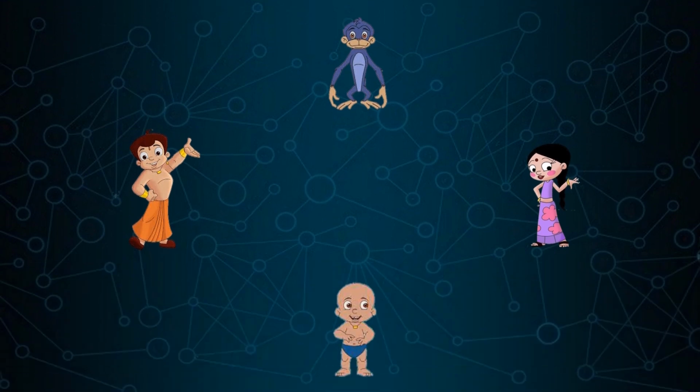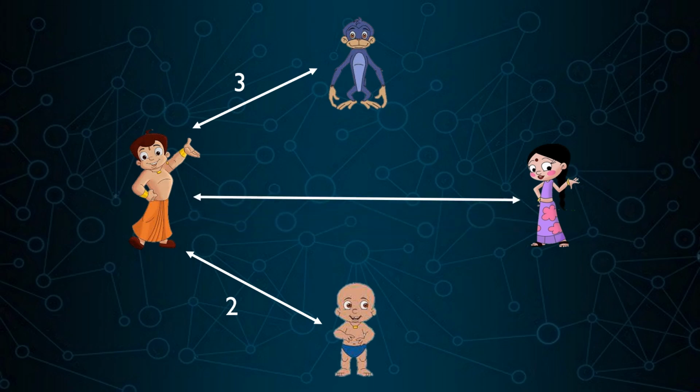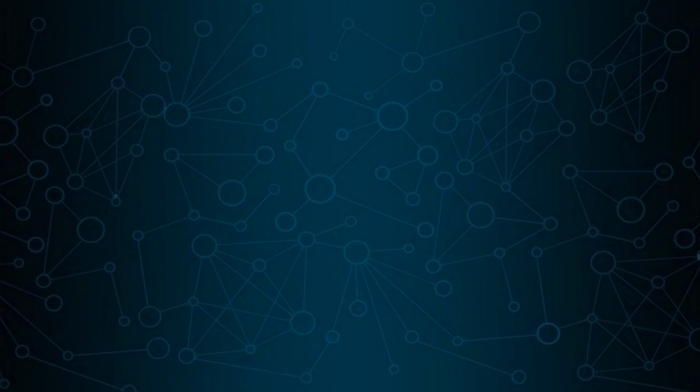Now we shall draw the network using the given conditions. An edge between Bheem and Jaggu is placed representing the distance between them, that is 3. The distance between Bheem and Raju is 2. The distance between Bheem and Chutki is 5. The distance between Jaggu and Chutki is 4. The distance between Raju and Chutki is 2.